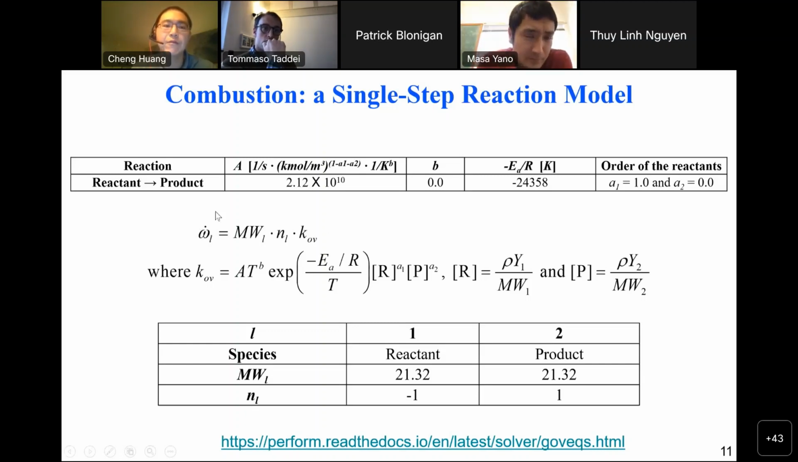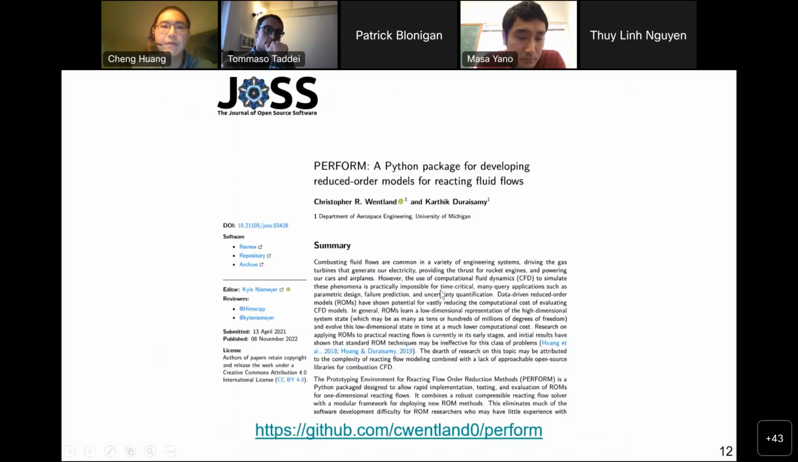This is only one step, and we have made every property constant, so you don't need to know a lot of the finer details of how things are done in 3D. We're trying to make the model as simple as possible for this 1D problem. And this is the code that Michigan published this year. It is a Python package for developing reduced order models for reacting fluid flow. We have the code on GitHub.